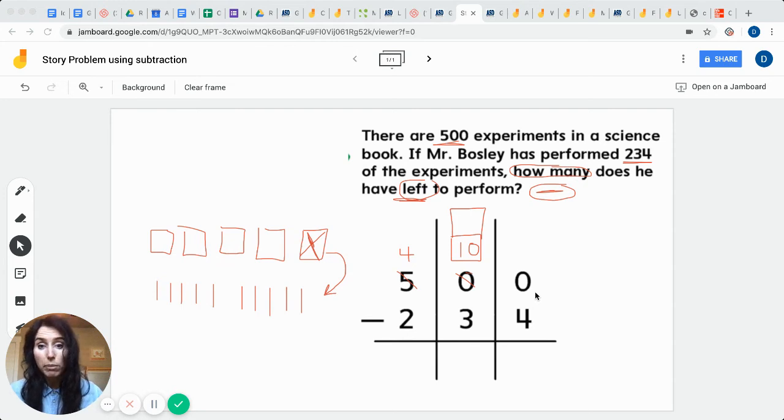I have 0 cubes. You can see there's none there. My friend wants 4. Can I give him 4 if I have 0? And the answer is no. So what are you gonna do? I'm gonna go borrow from this neighbor right next door.